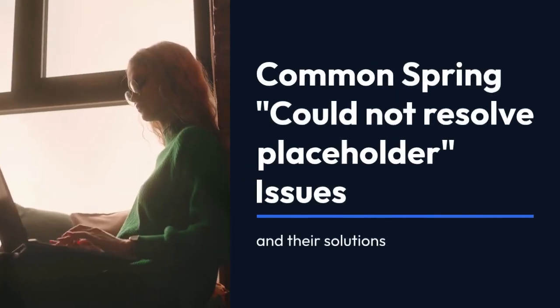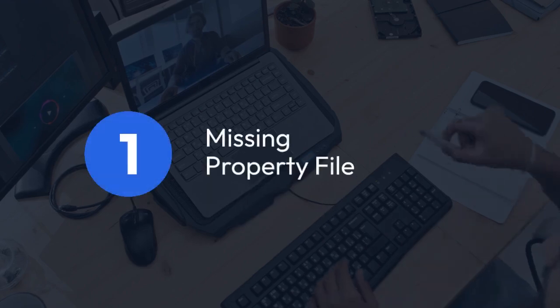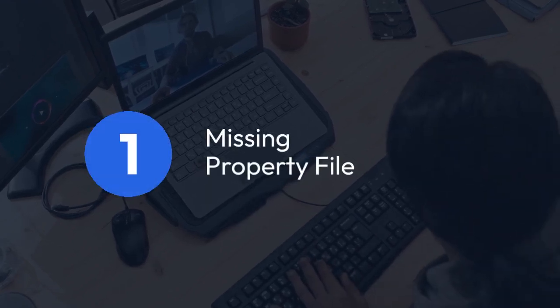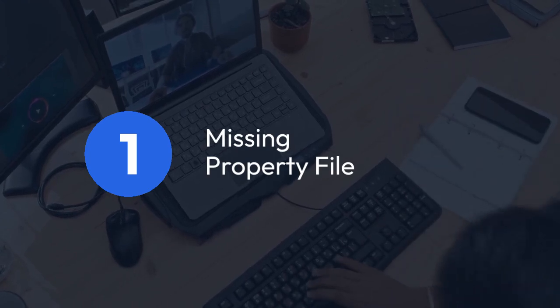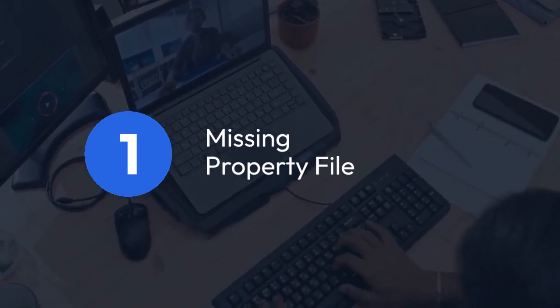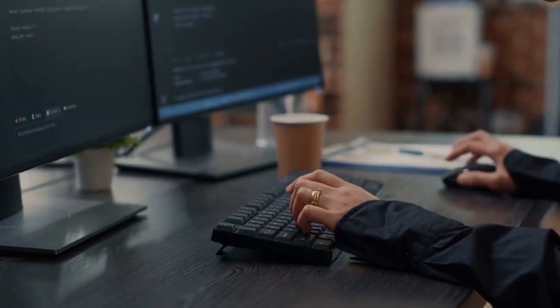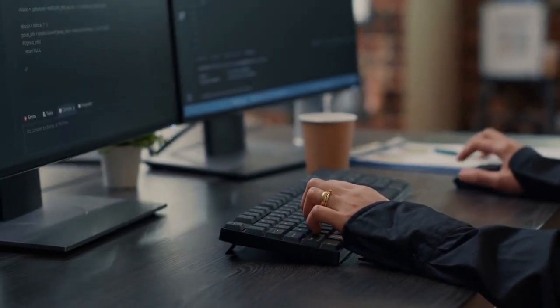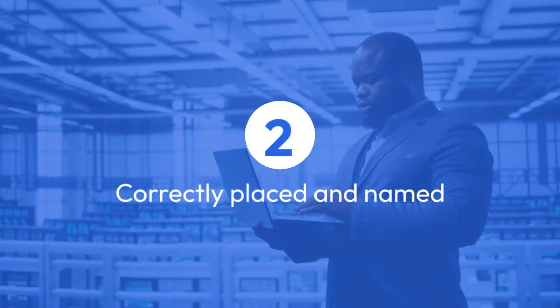We're explaining common Spring "could not resolve placeholder" issues and their solutions. 1. Missing property file. Spring searches for properties in files like application.properties or application.yml. The most frequent problem is simply forgetting to include this file in your project's resources folder, or misspelling the file name. Make sure the file is correctly placed and named.